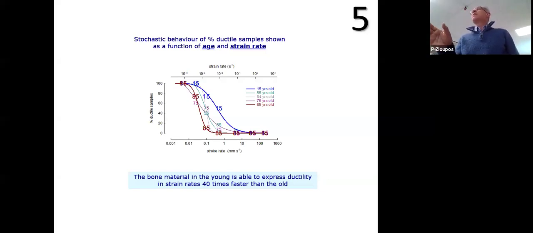So basically, the young individual can experience 15 times more strain rate on the bones and still break at the same level of ductility as the 85-year-old. So a 15-year-old can fall a number of times and not experience a fracture, whereas the aged person can fall 3 times and 1 in 3 will experience a fracture.